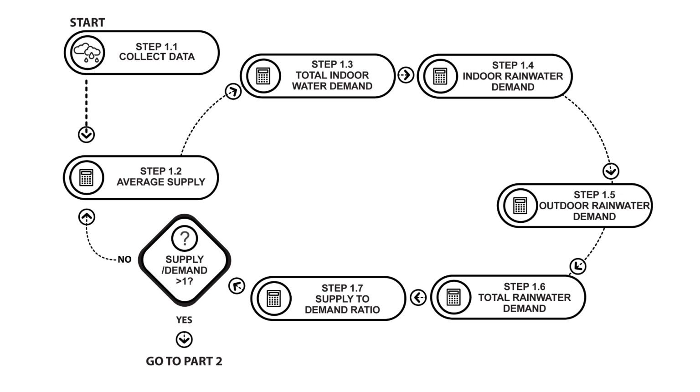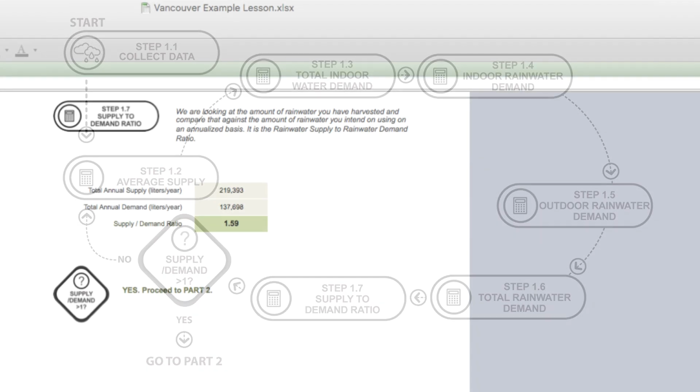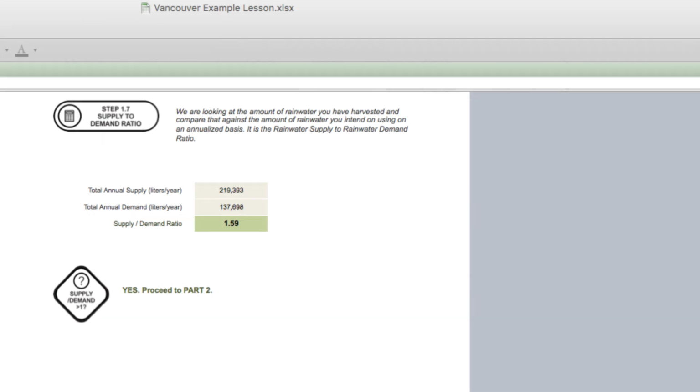Again, I'll say that the monthly time step assumption will underestimate supply in the spreadsheet model. And so if you're slightly below 1 and your design is constrained such that you can't reduce demand or increase supply, you may consider evaluating your supply to demand ratio on a daily basis. We're going to get into this in an upcoming lesson. Going back to our example, the Vancouver family have a supply to demand ratio of about 1.6, which means they can proceed to part 2.